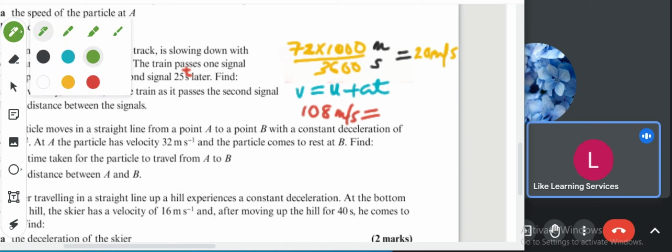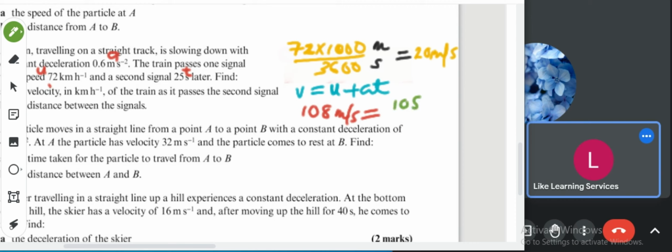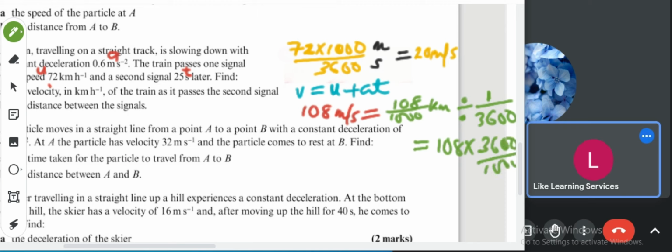I thought I had something else. Because what I was thinking is you could just do 108 over 1,000 to change it to kilometer, and then divide by, because per means divided by 1 second, which will eventually give you 1 second over 3,600. So you are right, because eventually it will be 108 times 3,600 over 1,000.